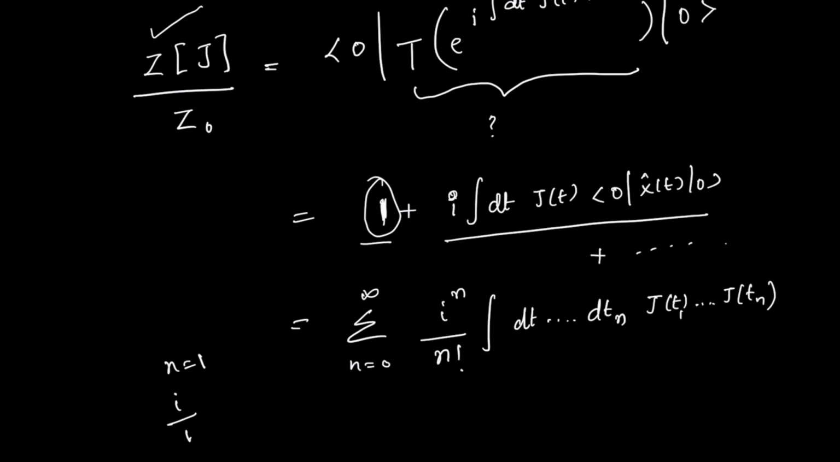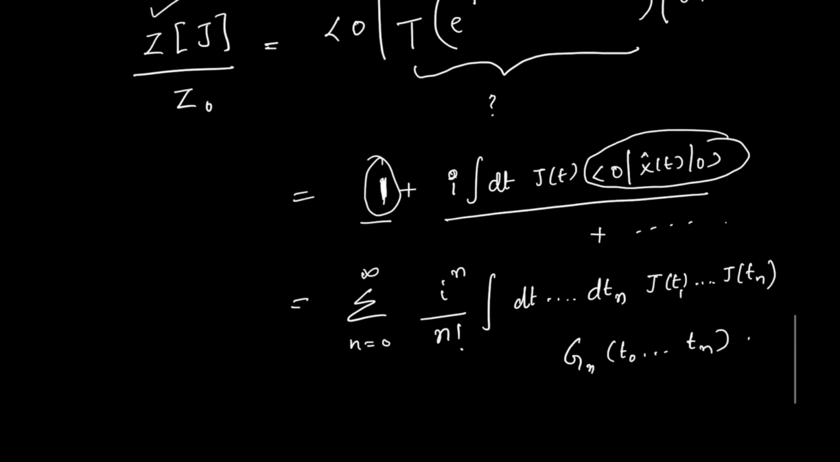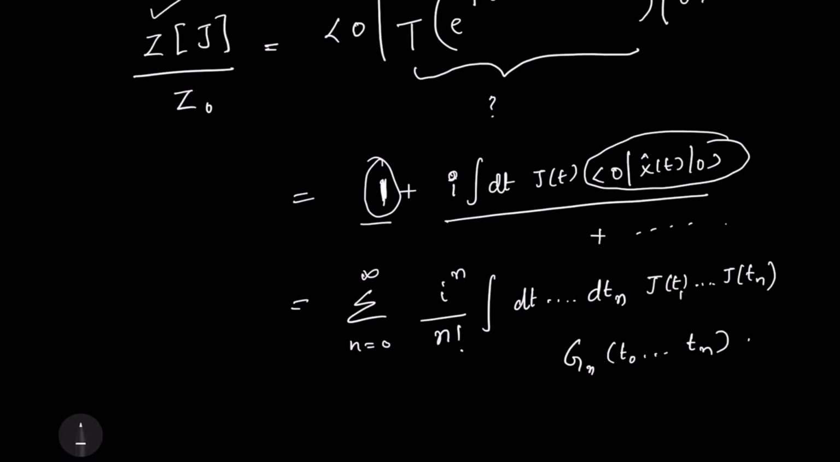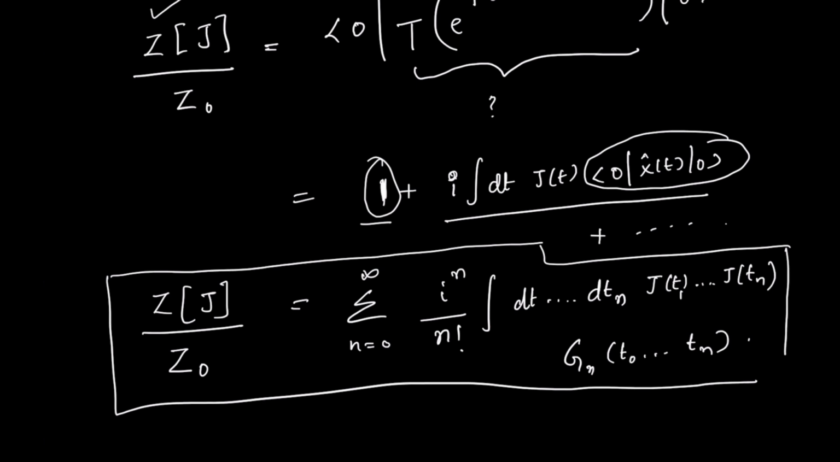Then for this I have to generalize. I can write G_n of t_0 up to t_n. So in general I can write the generating functional divided by the generating functional at j equal to 0 in this form. So this is the general form.